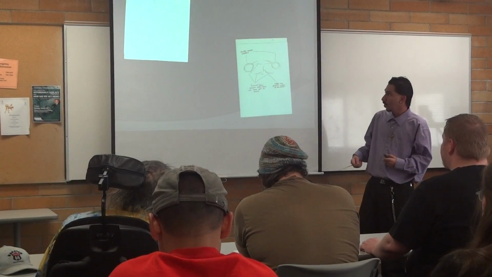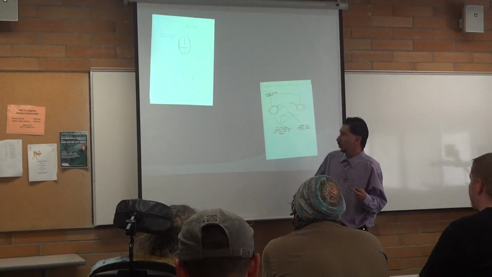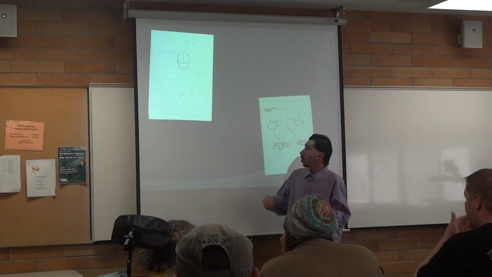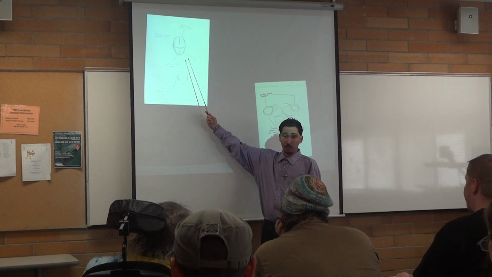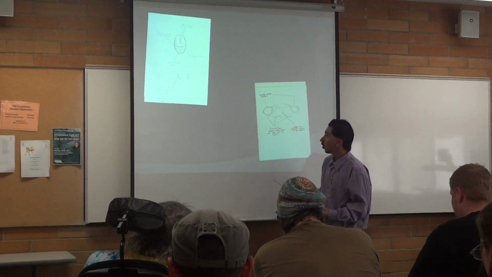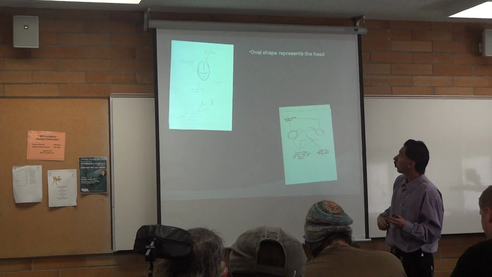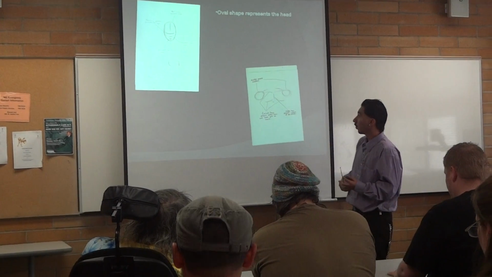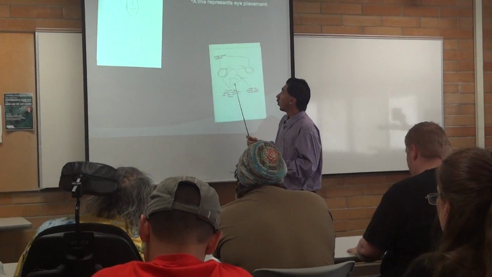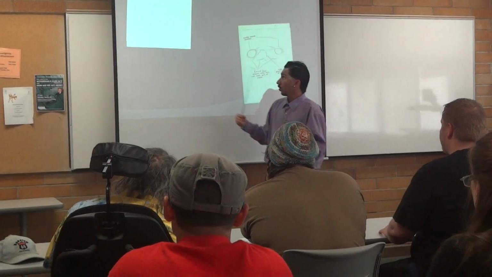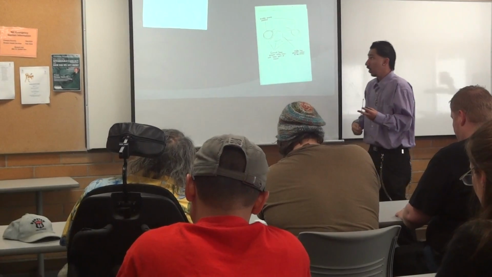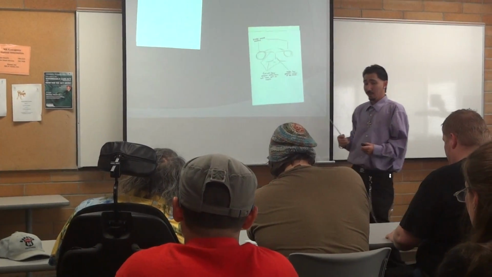So, what you guys want to do, if you want to interact with me here and follow along, you can draw an oval shaped sphere. That will represent the head, as you can see there. Next, after you have completed that, you want to draw one line approximately right in the middle of the oval that you have just drawn. That will represent eye placement.